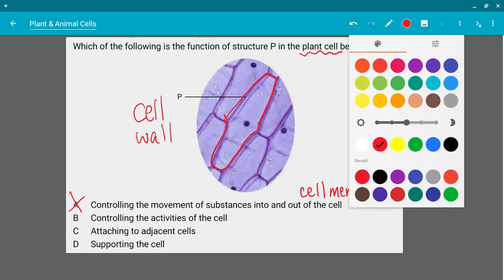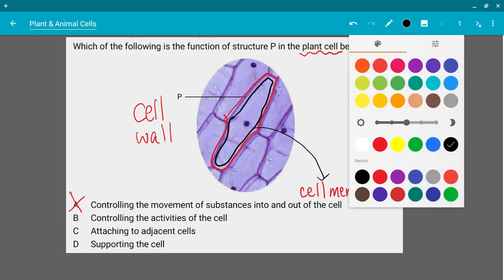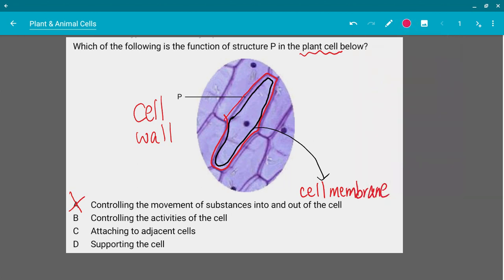So the cell membrane is the inner layer, so you could see it over here. It's the black one over here. Okay, so this is the cell membrane. All right, let's see option B. It controls the activities of the cell. Is this a function of a cell wall? Again, no. This is instead a function of the nucleus.